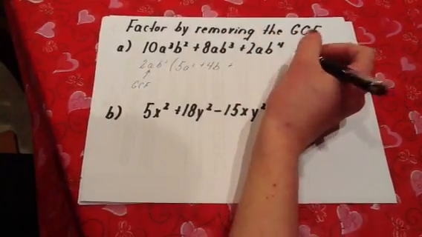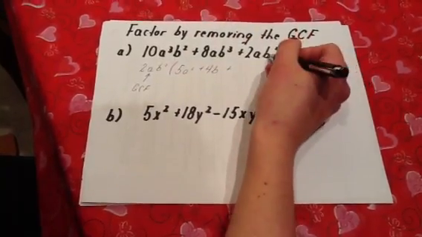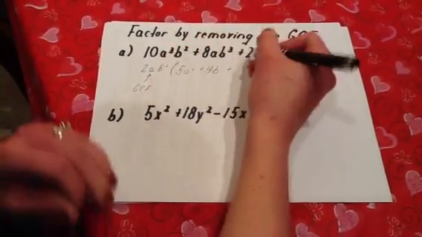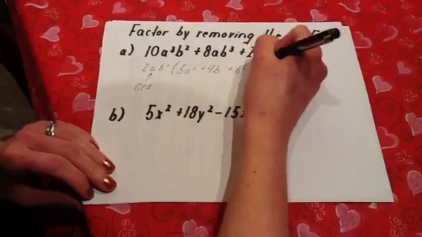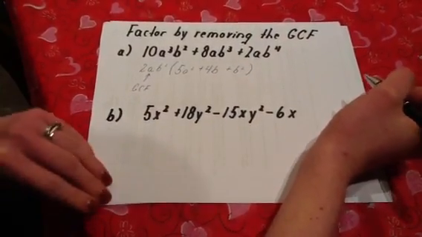So we'll look at the variables. A divided by A cancels out. And B to the fourth divided by B squared is just B squared. So now we've factored it by taking out the greatest common factor.